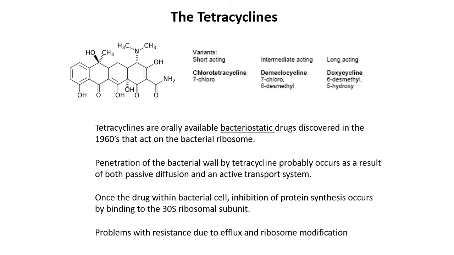Okay, moving on now to the tetracyclines. These are orally available drugs, so it's different from most aminoglycosides. Bacteriostatic, discovered in the 60s. They penetrate the cell wall, by diffusing through, or also through porins, and they inhibit protein synthesis by binding to the 30S ribosome subunit. Principal resistance mechanisms are enhanced efflux, where the bacteria overexpress proteins to pump them out, and also the ribosome itself is modified so the drug can't attach properly. We have a number of different modifications of the basic tetracycline structure. We'll have a look at the SAR in a moment.